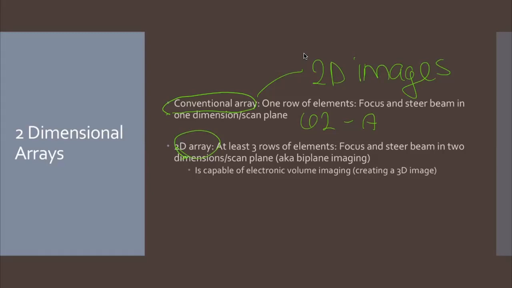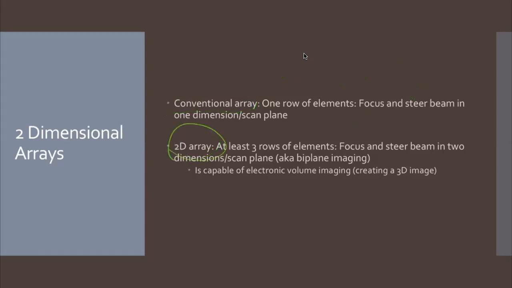Focus and steering is accomplished in biplane. So biplane means in 2 dimensions, which will create a 3D image. And this is a part that a lot of people get mixed up on. The transducer is called 2D, which means that it focuses and steers in 2 dimensions. Okay, that's how you're going to keep it in your head.